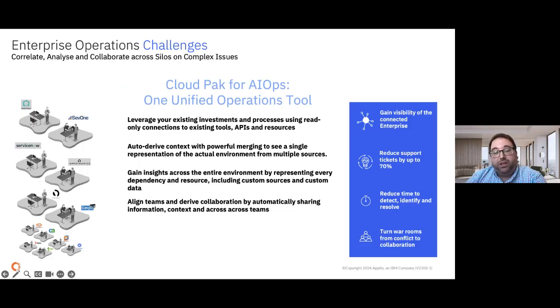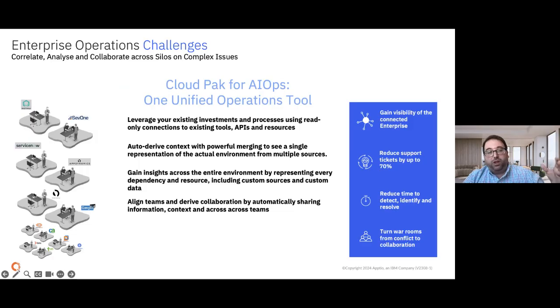The tools that are being used within the different parts of your organization are likely very good for that purpose, and they have a tremendous amount of value. What we do is we bring in that information in order for you to get that view across all of those different silos. Next, we auto-derive context through merging so that when you do bring it in, rather than seeing the overlaps as different pieces, we give you one representation of your overall environment across these multiple sources of truth.